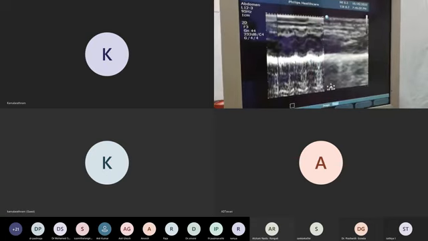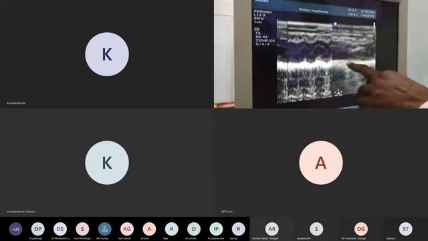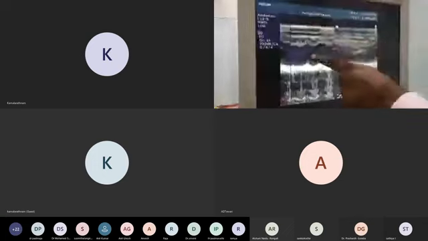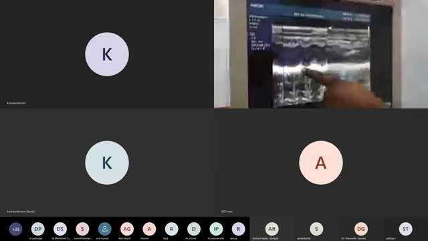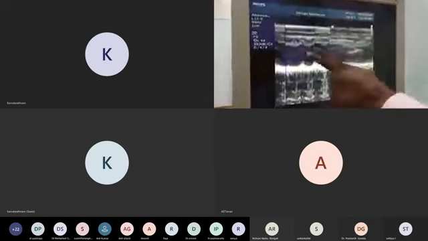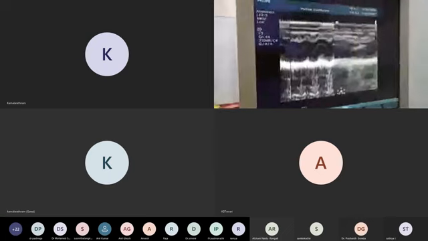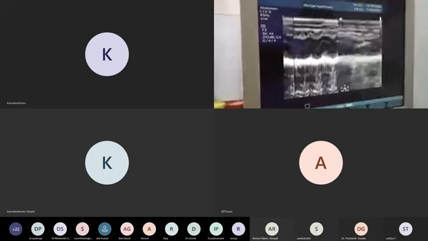So seashore sign, normal. Suppose if there is air in this, everything appears like this. Like this, everything appears. You don't see this. You don't see this. Everything will appear like above. This is better than barcode sign.